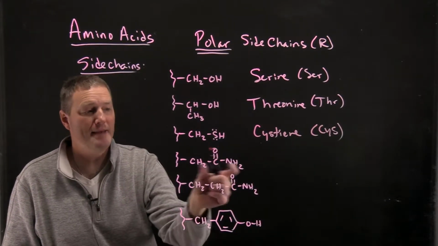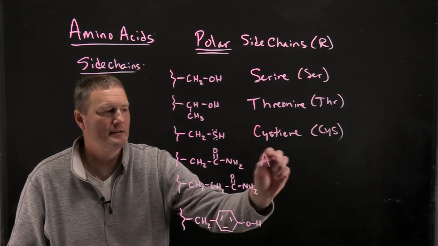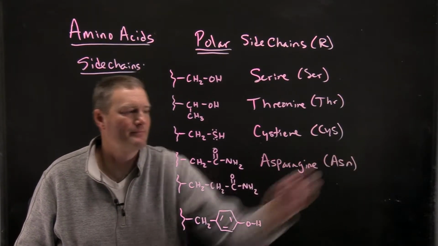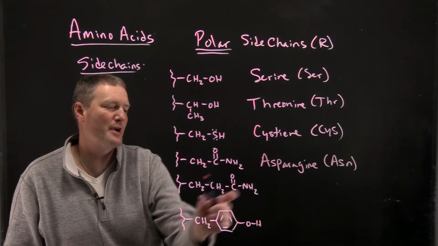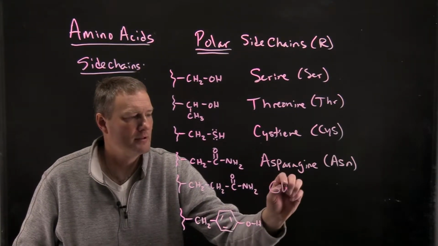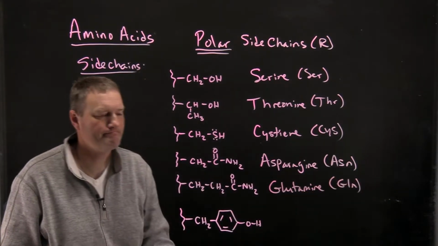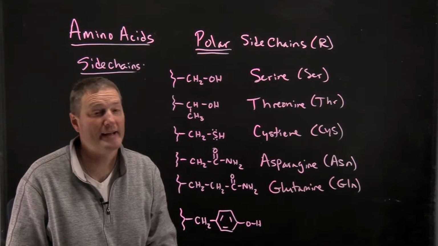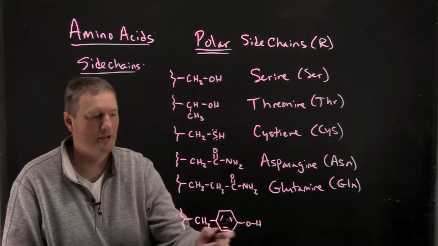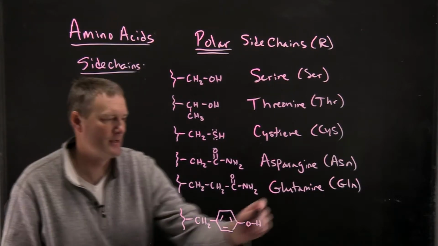Next, we have a primary amide. This one has a CH2 and then the primary amide. This is called asparagine, or ASN. The next one you see is very similar to asparagine. It's just got an extra CH2 in its side chain. This is called glutamine, or GLN. And then lastly, we have something that's kind of like the phenylalanine we saw in the previous group, except now we've put on an OH group. So this is a phenol, which makes this a much more polar molecule than the regular benzene molecule. This is called tyrosine.